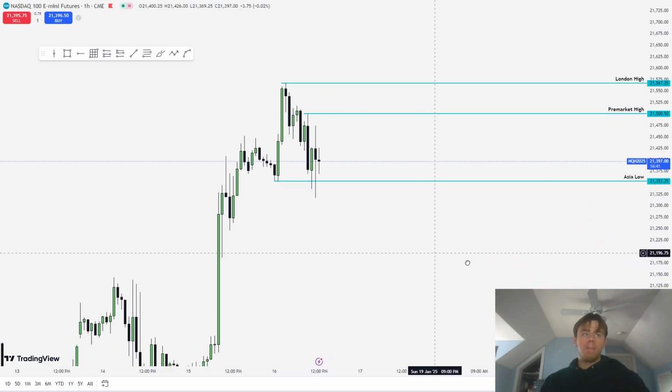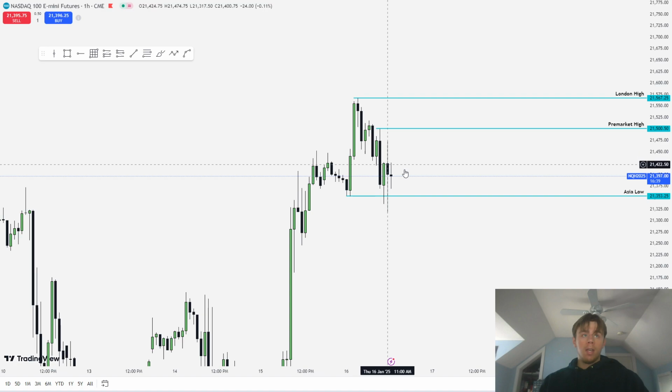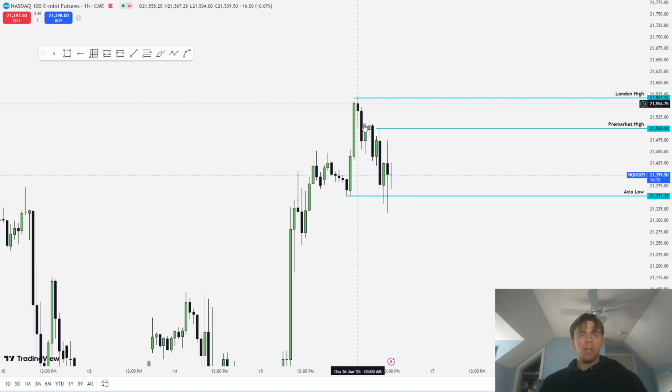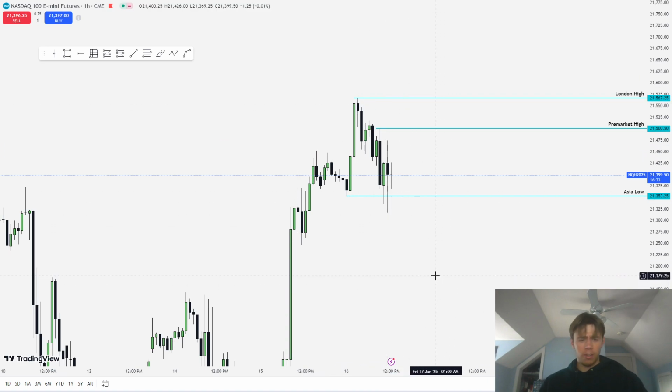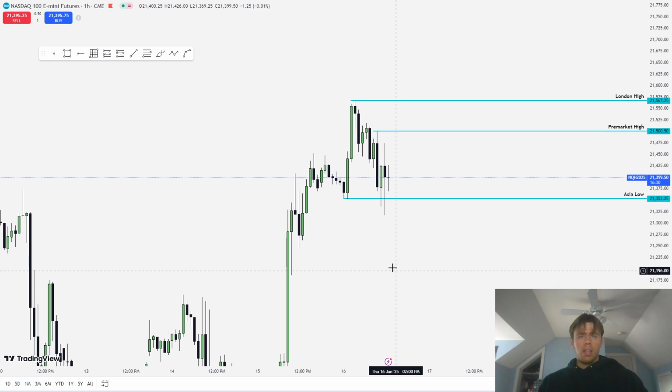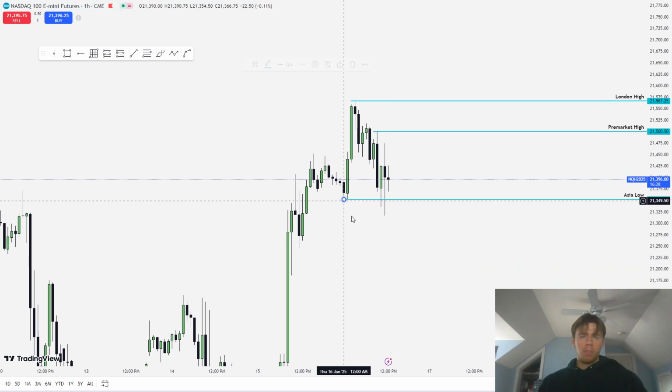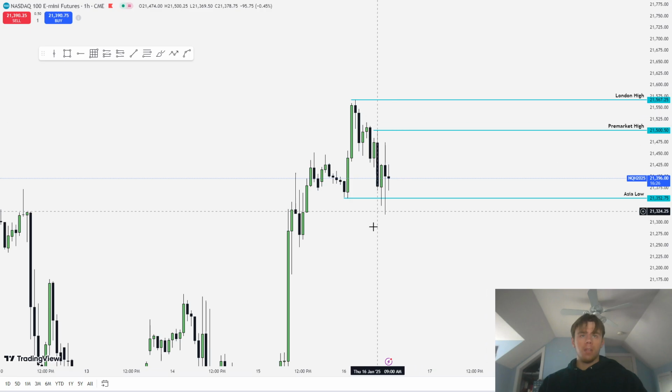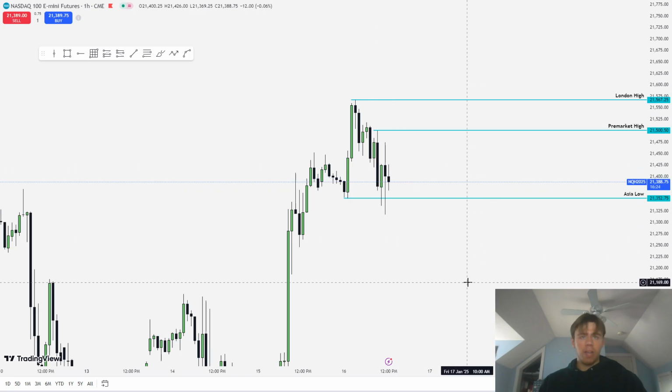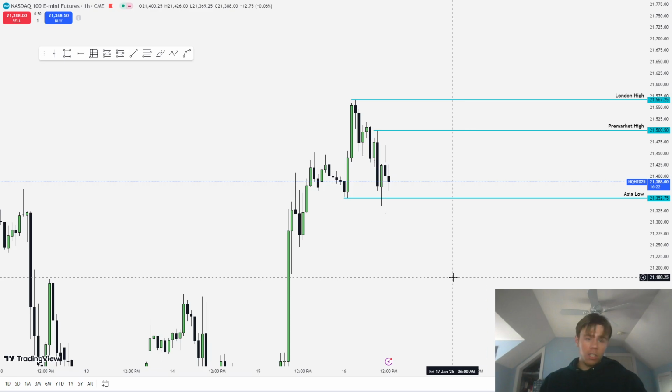So like this was today, going into pre-market, I had this marked out: Asia low, London high, pre-market high right there. And I was looking for Asia low to get swept and then run higher. I took a trade based off that, got stopped at break even, but the logic is still a good learning point.